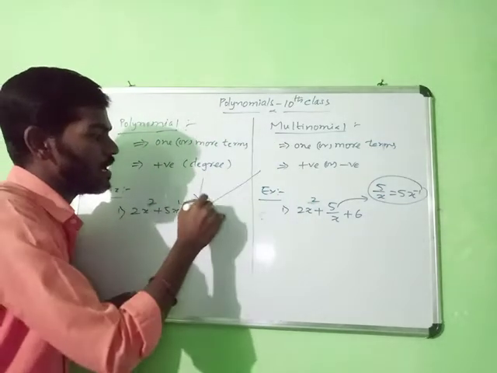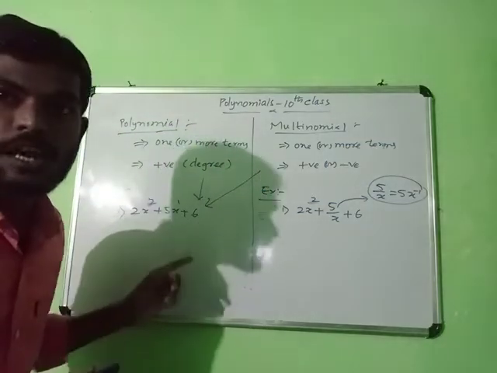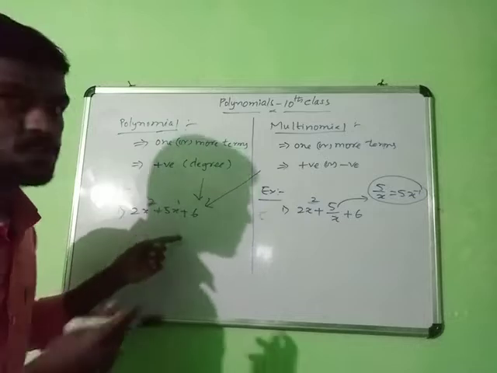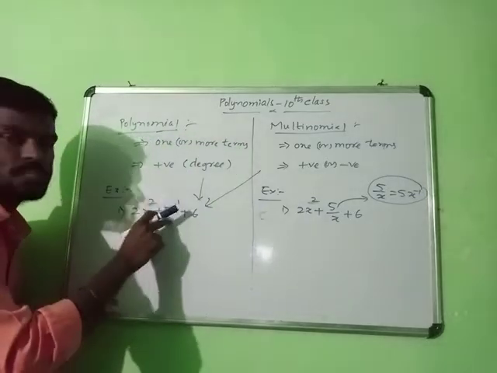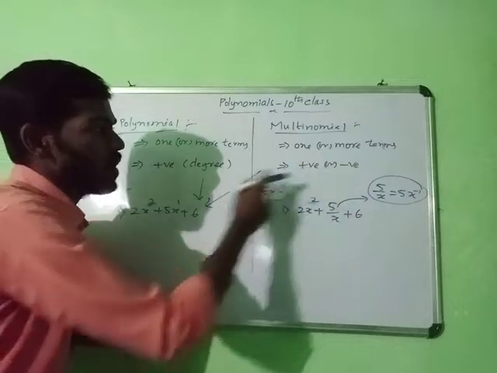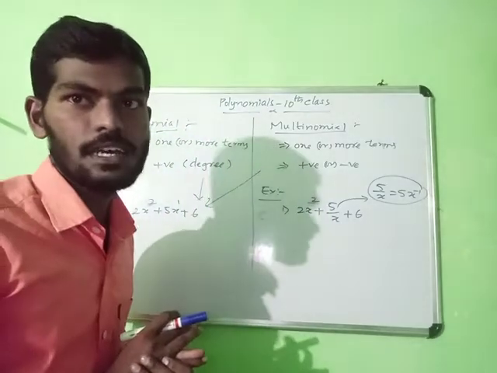and also a multinomial. Now this is a polynomial and a multinomial. Why? Because polynomial means only positive degrees. This all positive is the degree, so this is a polynomial. Now take a multinomial. Now is this positive or negative? Positive, so this is also a multinomial.